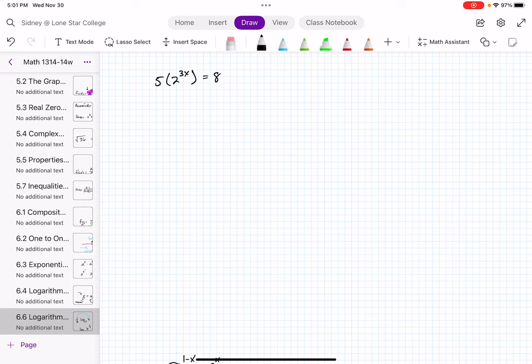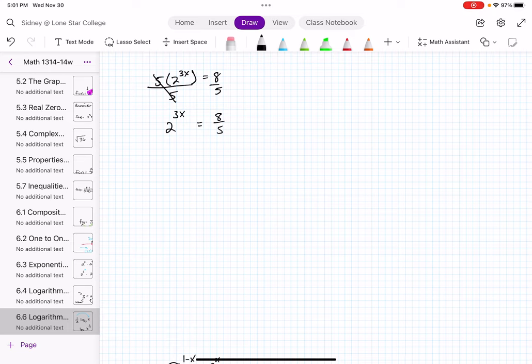In this video, we're looking at solving exponential equations using what we know about logs. In this first equation, I want to isolate that exponent. So I'm going to divide both sides by 5, and I end up with 2 to the power of 3x equals 8/5.